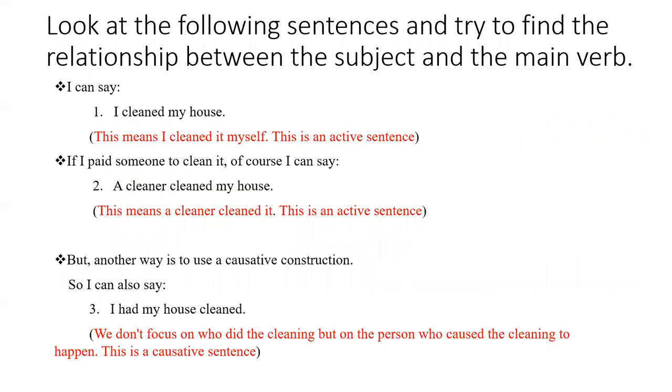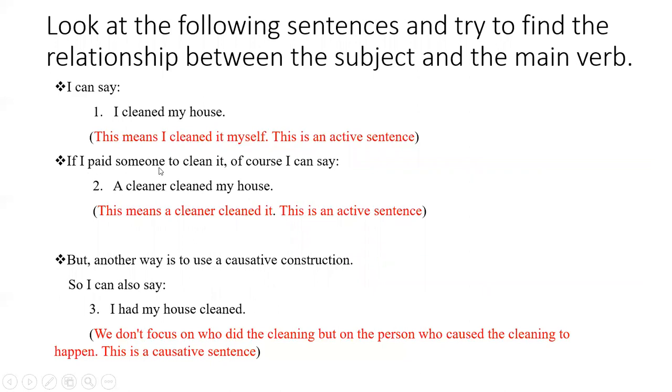Look at the following sentences and try to find the relationship between the subject and the main verb. For example, I can say, I cleaned my house. I is the subject, cleaned is the verb. What kind of relationship is this? What does the sentence mean? It means that I cleaned the house myself. And this is an active sentence because the subject is actually the doer of the action.